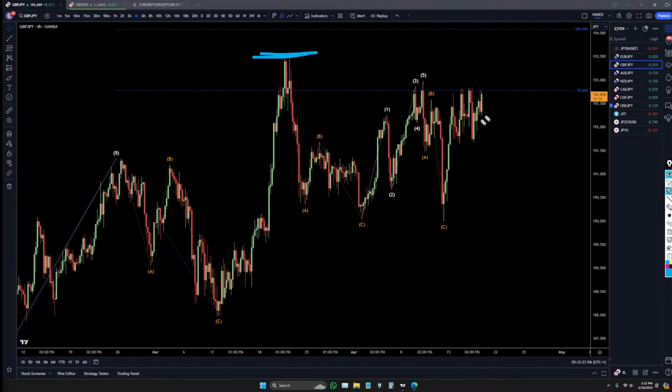Most likely, it is going to take out the high, and eventually end up going past this level. I do still think it is very likely to continue the uptrend, and I still think over the course of maybe a few weeks, it's going to make its way all the way up to the 196 area.